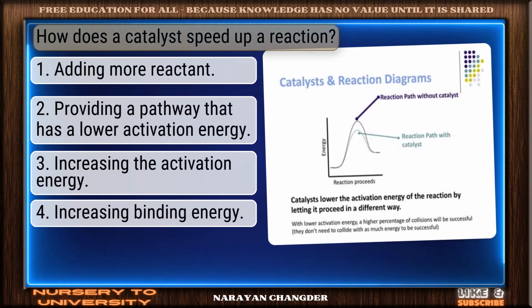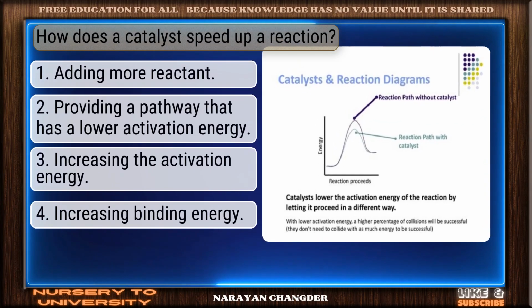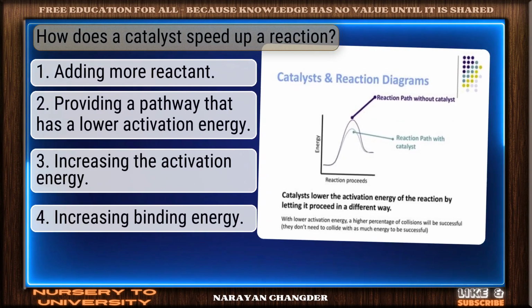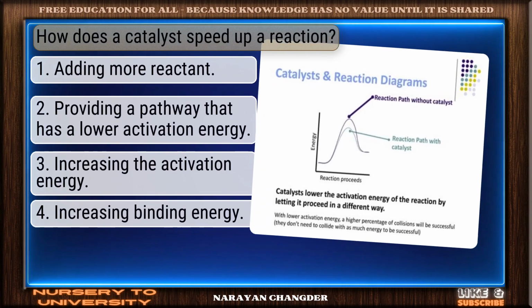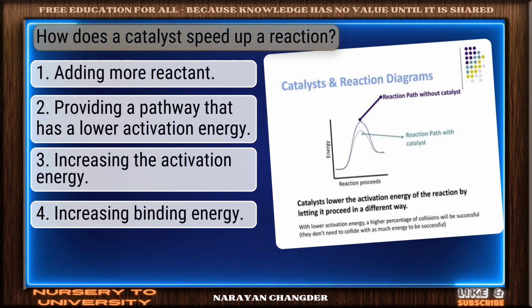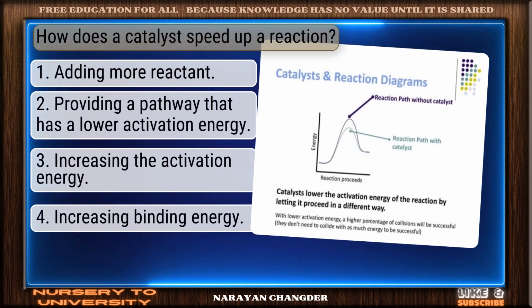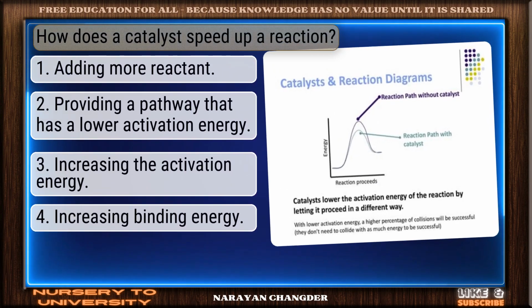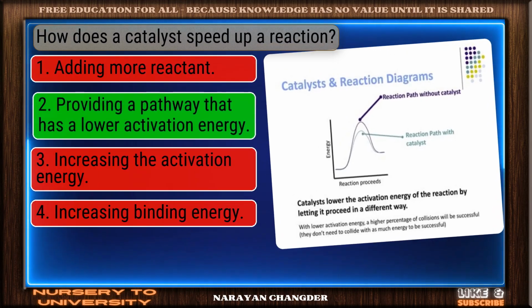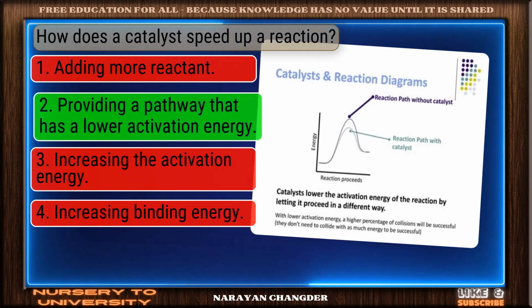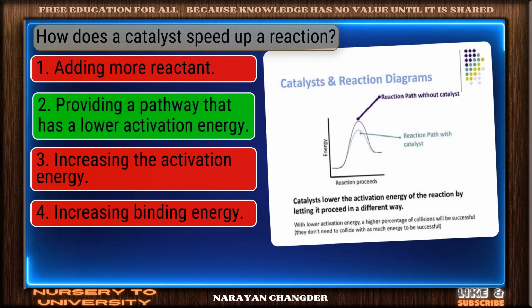How does a catalyst speed up a reaction? Option 1. Adding more reactant. Option 2. Providing a pathway that has a lower activation energy. Option 3. Increasing the activation energy. Option 4. Increasing binding energy. Perfect choice. Providing a pathway that has a lower activation energy.